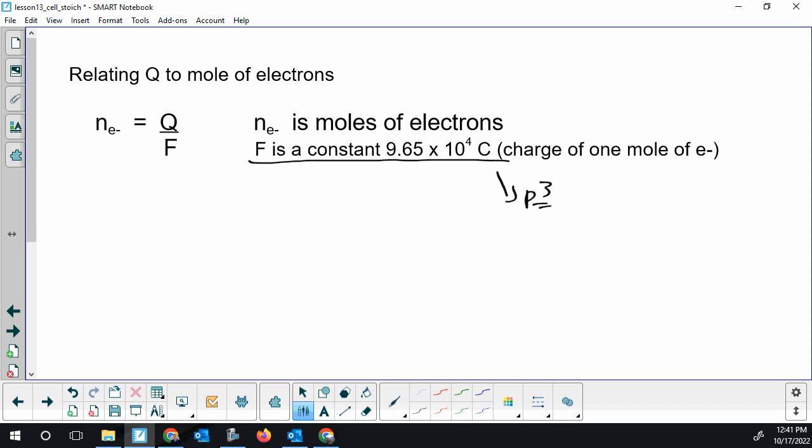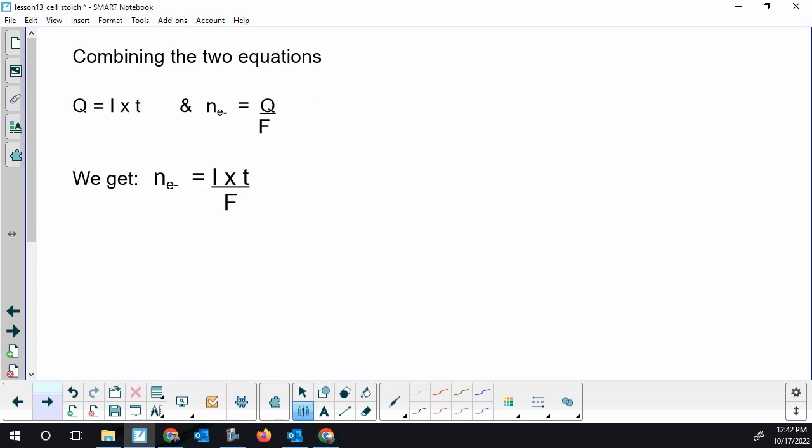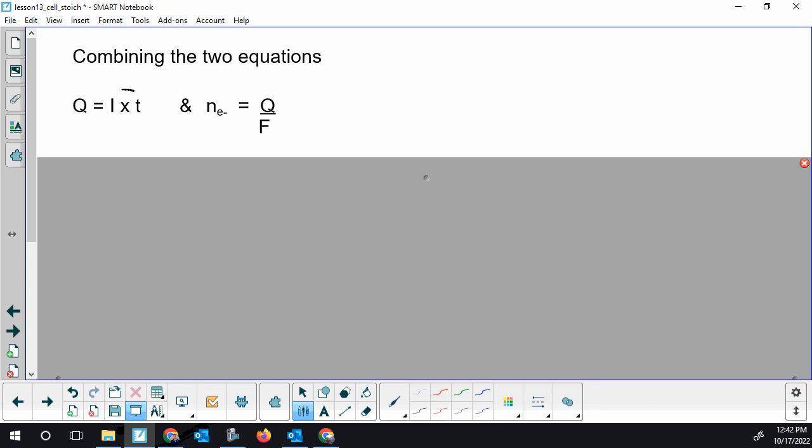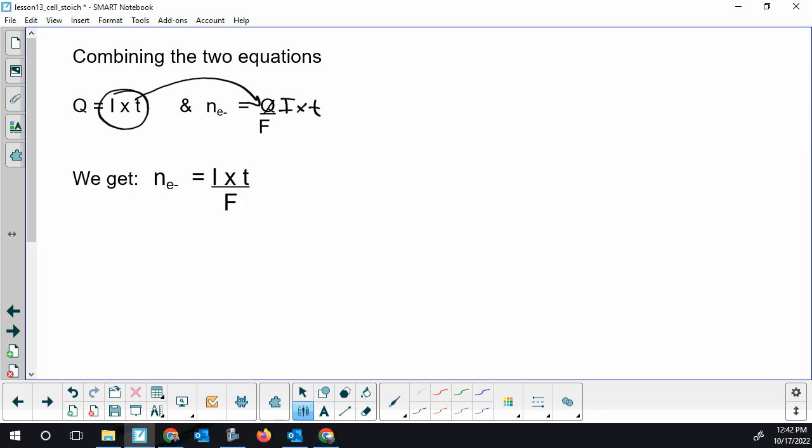So the next slide, we're going to do a substitution like you might have seen in a grade 11 math class. We have Q is I times T. We've got Q in the second equation, and I'll put it all together, and that's the form you're going to need to memorize. So I'm going to do that substitution fairly quickly. Current is I times T. I'm going to put it in place of Q. So instead of Q, I'm going to write current times time. So this is step 1. To get moles of electrons, you have to take the current times time divided by Faraday's constant.